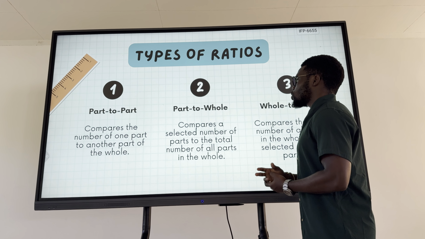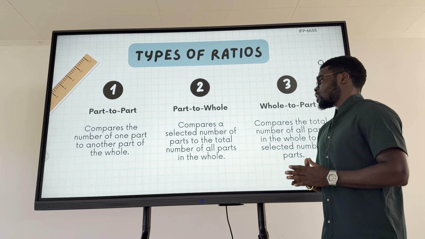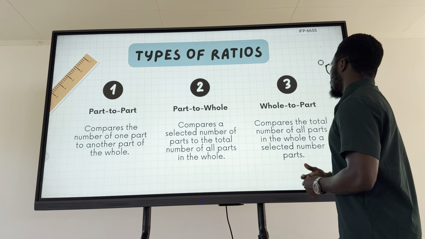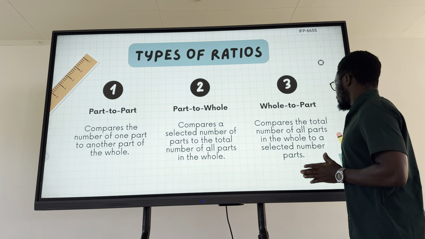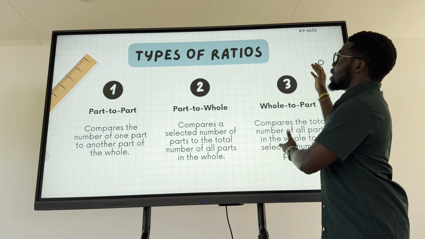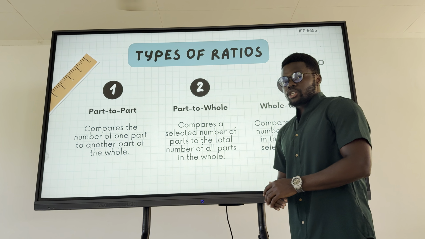We're also going to compare a selected number of parts to the total number of parts in the whole, and then whole to part. We're going to compare the total number of all parts in a whole to a selected number of parts. So these are given types of ratios, okay?